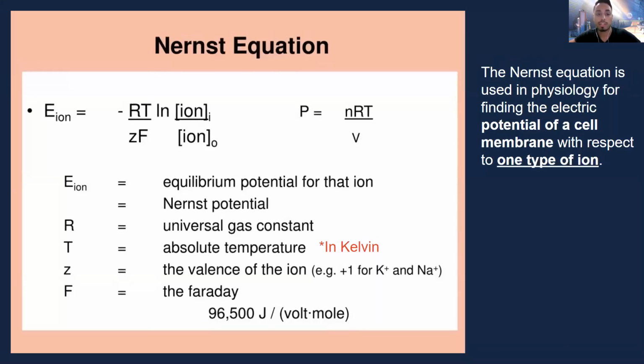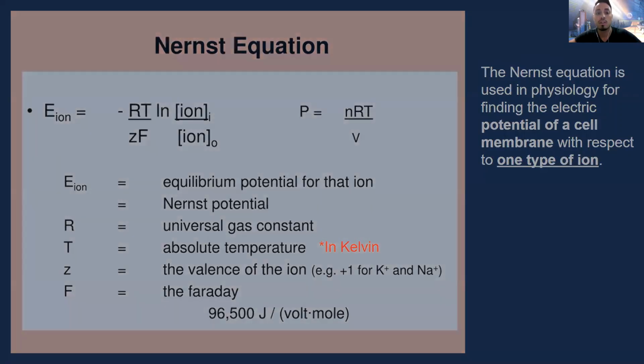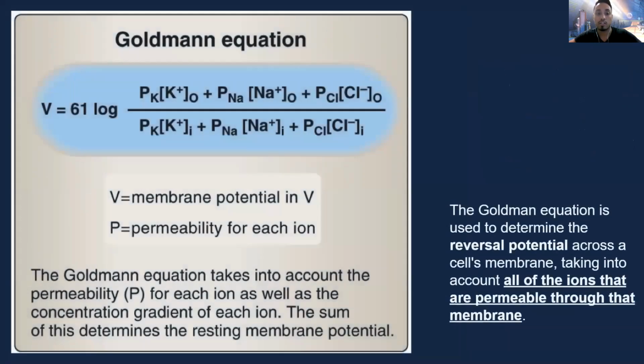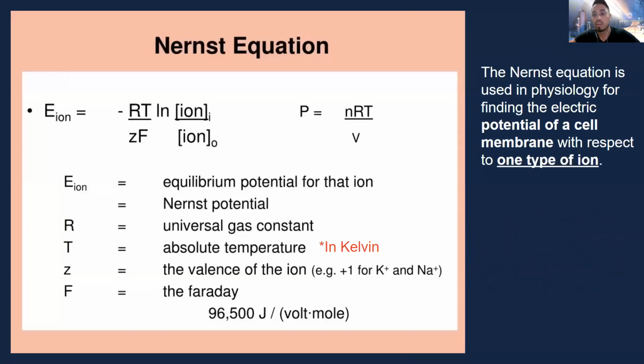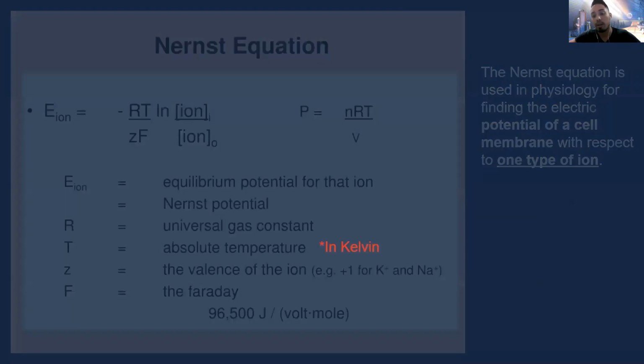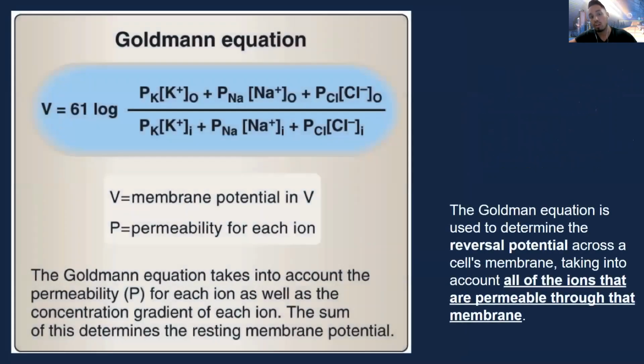But this just kind of breaks down how we derive the Nernst equation. And then this is the Goldman equation. And the difference between the two: the Goldman equation focuses more on the reversal potential, whereas the Nernst equation gives you the membrane potential of the cell for that one particular ion. And the Goldman equation gives you the whole list of ions, like you're looking at each one individually and then adding them all together.